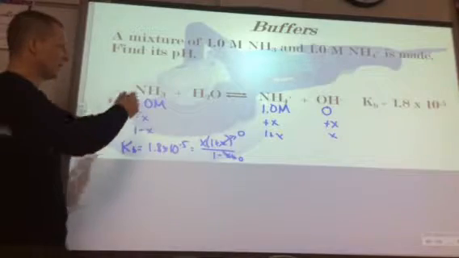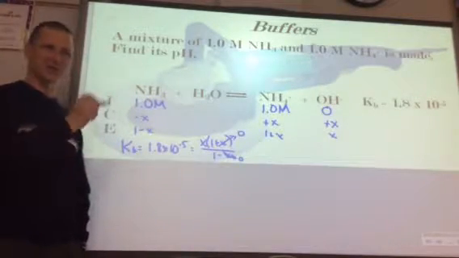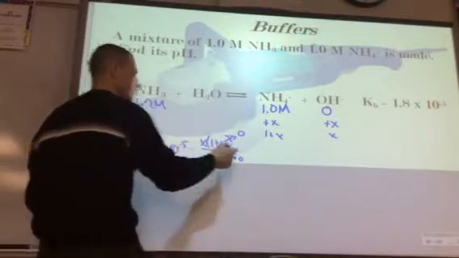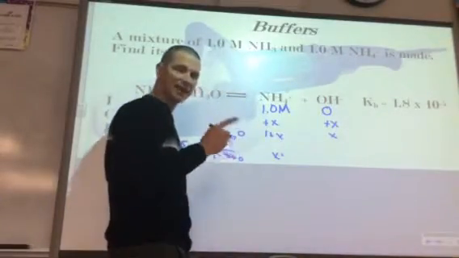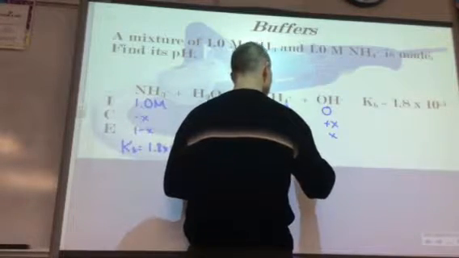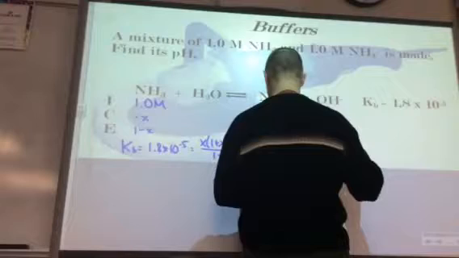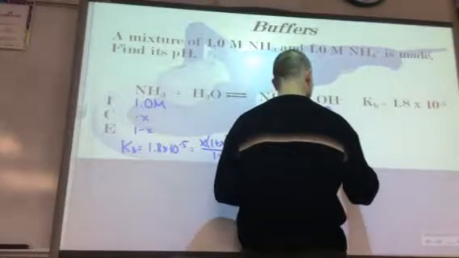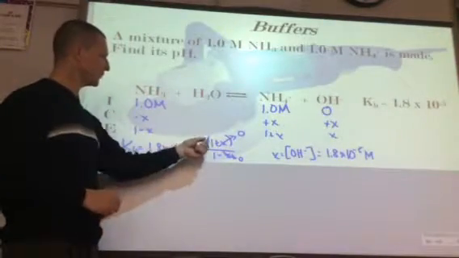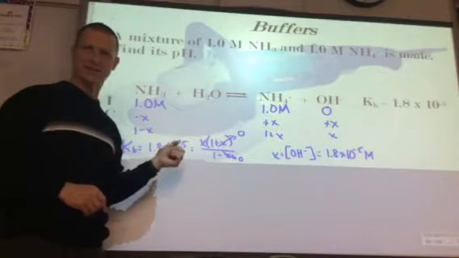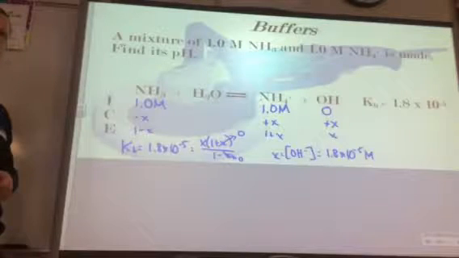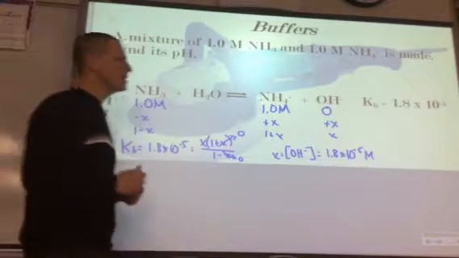The math always turns out to be so nice when you have the same amount of acid and conjugate base, or the other way around. The plus x and minus x terms cancel out, and we're just left with x. Now be careful, x is the hydroxide, not the hydrogen ion concentration. We started with the base. So x is the hydroxide, and that's equal to just 1.8 times 10 to the negative fifth, because we have x times 1 over 1 equals 1.8 times 10 to the negative fifth. Yeah?